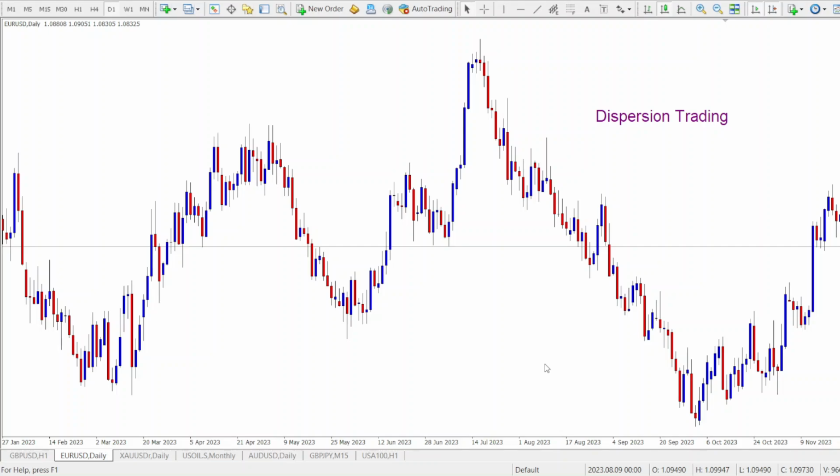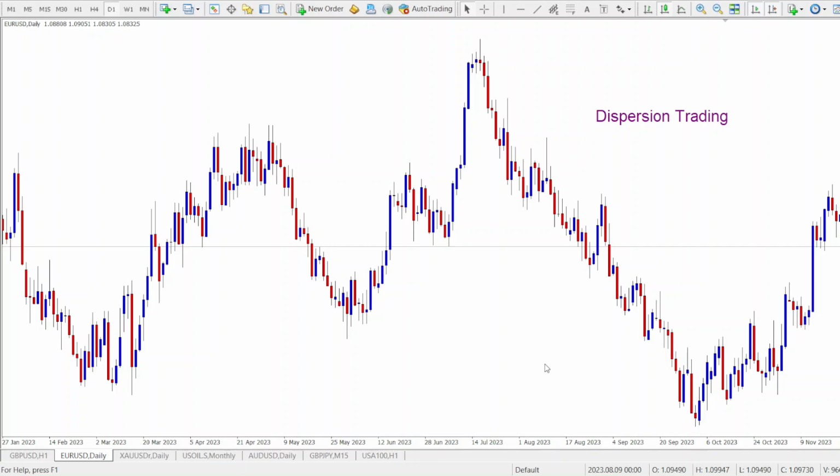Okay, so today we're going to be looking at dispersion trading. It's not your typical trend following or scalping method. Instead, it focuses on volatility and relationships between currency pairs. All right, so let's get into what makes dispersion trading so intriguing and why it might just be the missing piece in your Forex strategy.